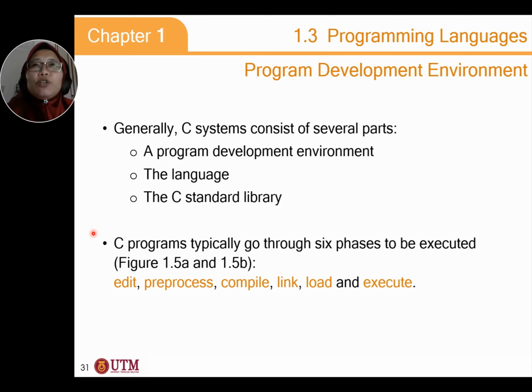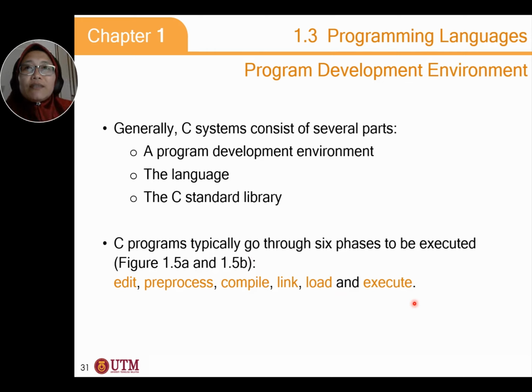Okay, now we move on to program development environment. Generally, a C system consists of several parts. Here we see three: the program development environment, the language, and the C standard library. C programs typically go through six phases to be executed: edit, preprocess, compile, link, load, and execute.